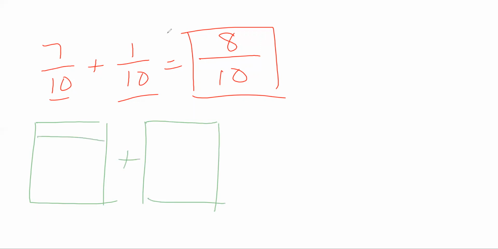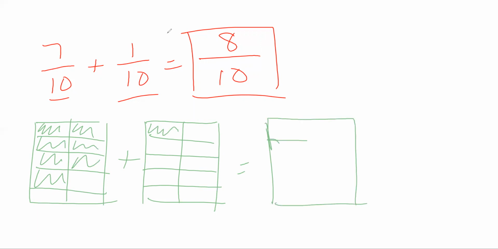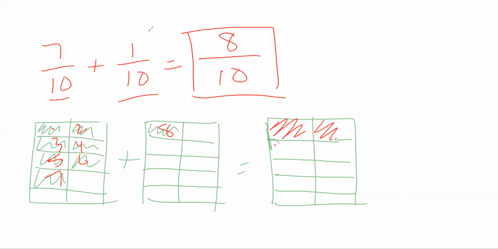So this is tenths, so 1, 2, 3, 4. And this is 7 of them, so 1, 2, 3, 4, 5, 6, 7 tenths, and this is 1 tenth. Okay, so let's put these together on one model. And we see, if we were to count these, we have 1, 2, 3, 4, 5, 6, 7, 8. And there you go. That's 8 out of 10, which is the same thing.